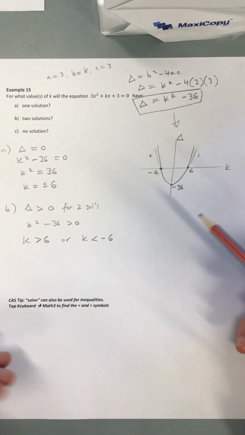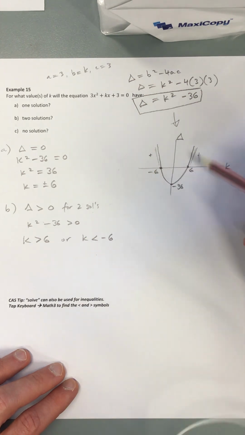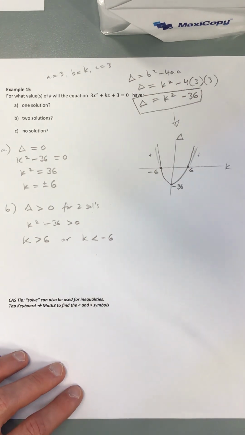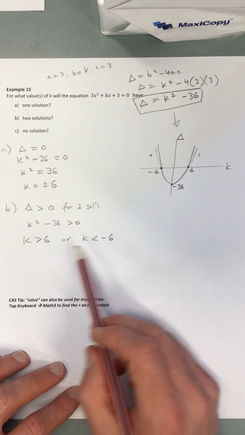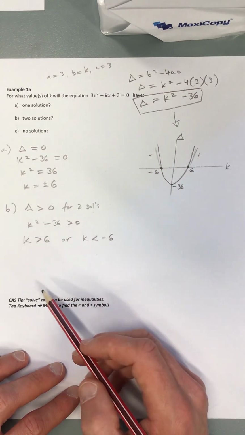Okay, so in other words, if k is greater than 6 or k is less than negative 6, we will get a positive discriminant and therefore two solutions. And we have to write that as two separate inequalities because it can't be both things at once. It has to be one or the other.